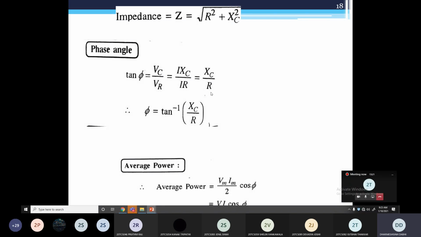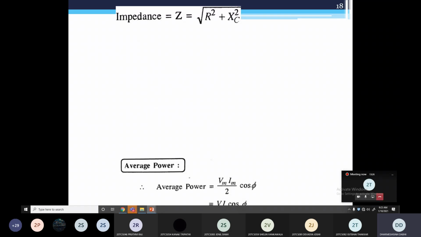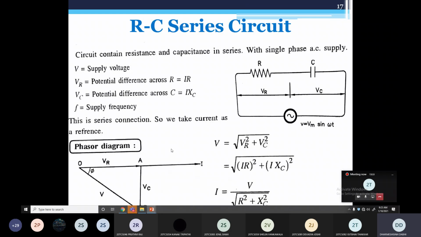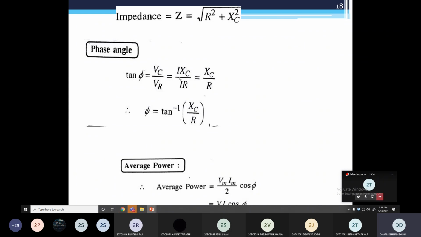Now the phase angle we measure by taking tan phi. From this vector diagram, we can find tan phi. So tan phi is what? VC divided by VR. VC is the voltage across the capacitor, that is I into XC, and the voltage across the resistor is I into R. So tan phi is XC by R. From this you can find the power factor angle phi, which is tan inverse of XC by R. If you know the value of capacitance and frequency, then you can find XC and calculate the phase angle.